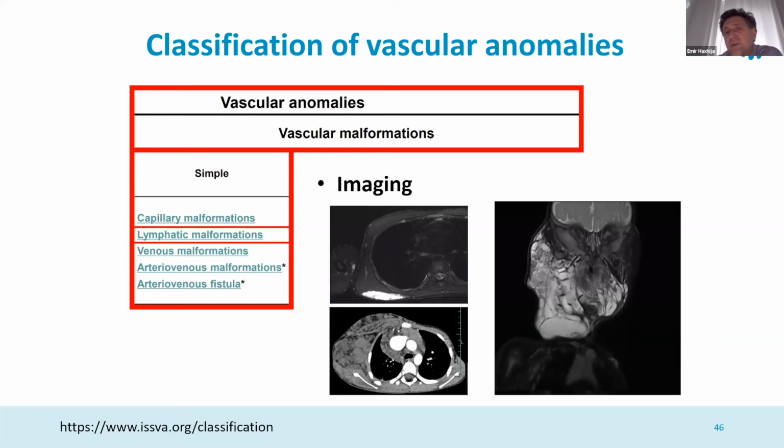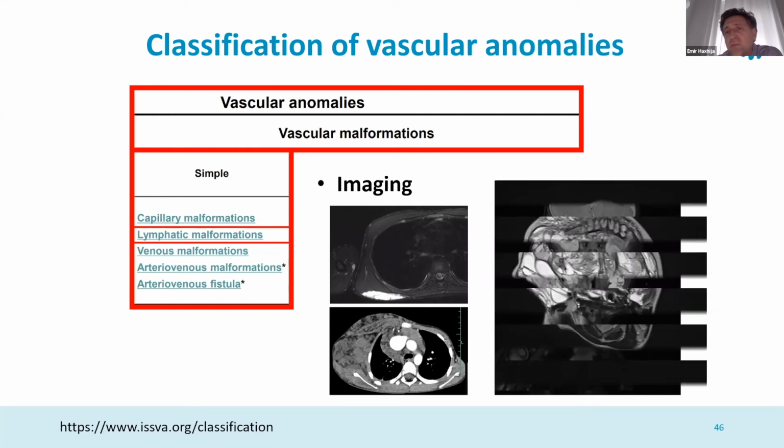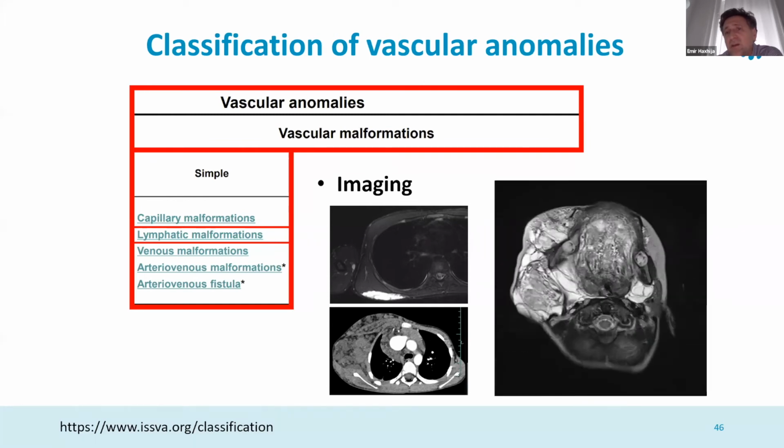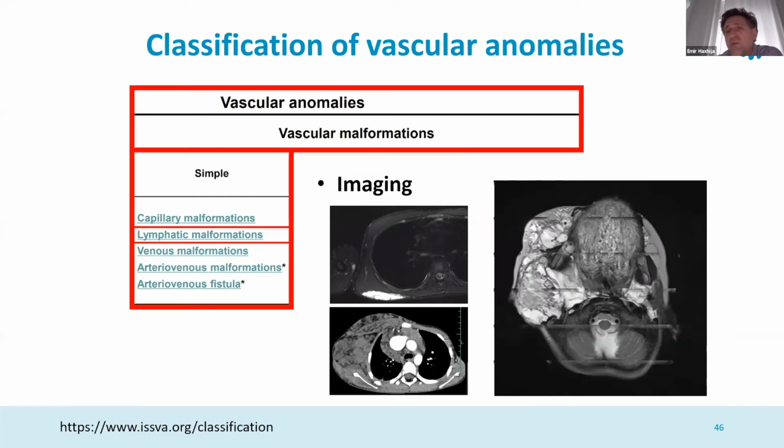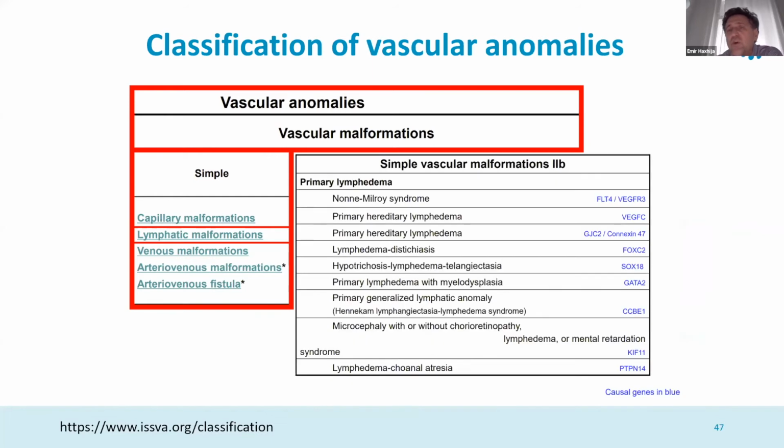It is involving skin, subcutaneous tissue, muscles, the tongue, the peripharyngeal tissue, and so on. You can exactly see what tissues are involved when you use the imaging, and you know what you can do with treatment and what you cannot do.